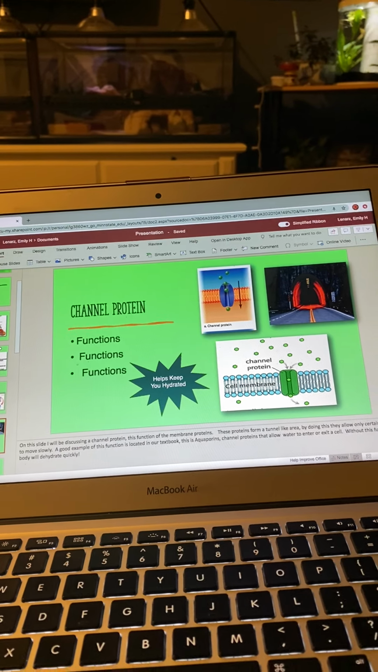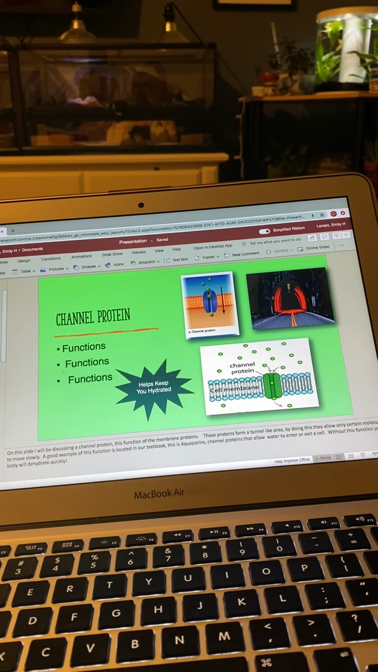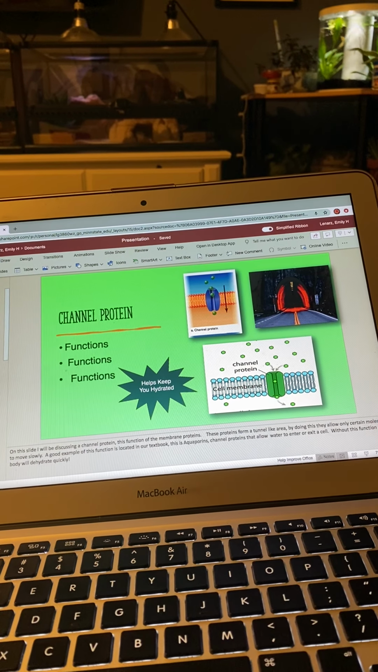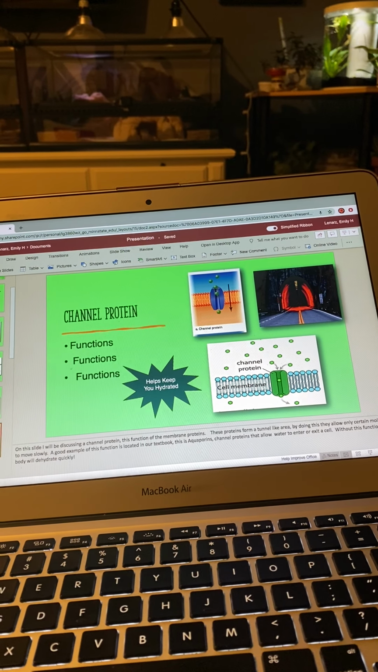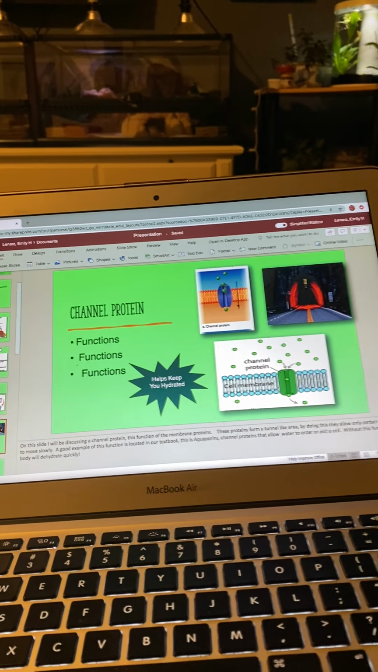On this slide, I will be discussing a channel protein, one of the functions of the membrane proteins. These proteins form a tunnel-like area. By doing this, they allow only certain molecules to move slowly. A good example of this function is located in our textbook. This is aquaporins, channel proteins that allow water to enter or exit the cell. Without this function, your body will dehydrate quickly.